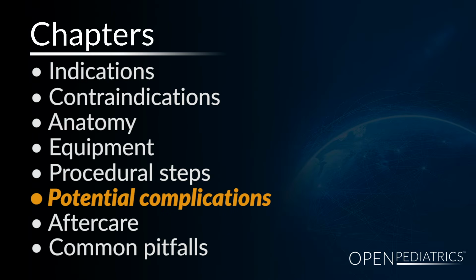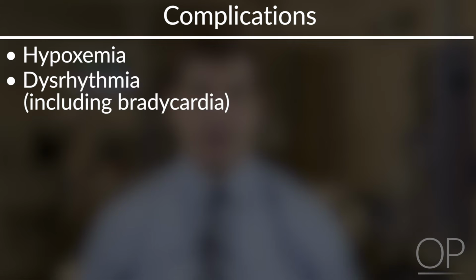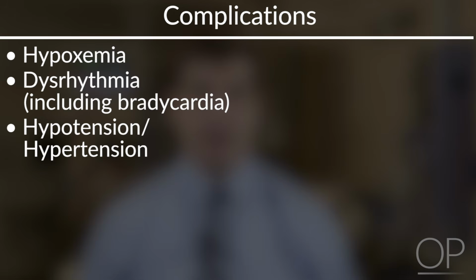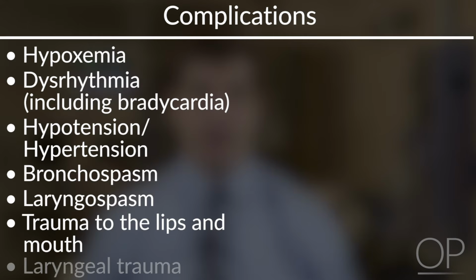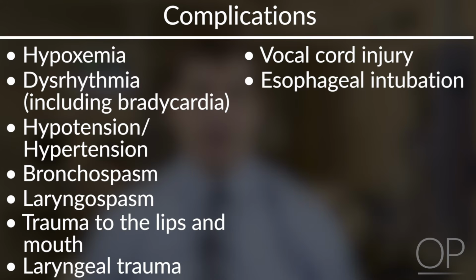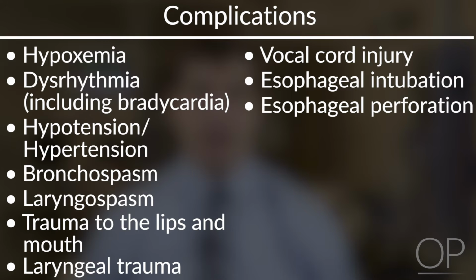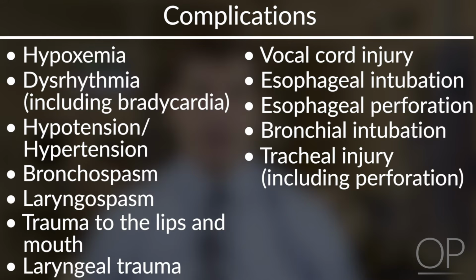Potential complications. Potential complications encountered during tracheal intubation include hypoxemia, dysrhythmia including bradycardia, hypotension or hypertension, bronchospasm, laryngospasm, trauma to the lips and mouth, laryngeal trauma, vocal cord injury, esophageal intubation, esophageal perforation, bronchial intubation, tracheal injury including perforation, emesis with possible aspiration, cardiac arrest.